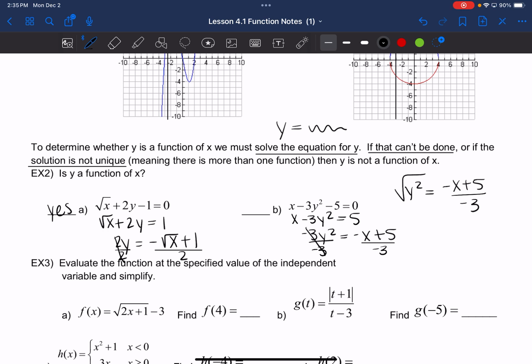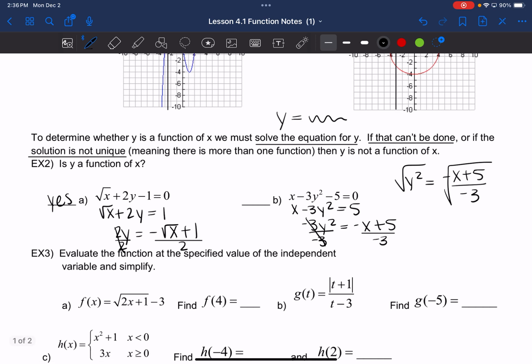Take the square root. Now we talked about this in the last unit. If I take the square root of something, what do I have to consider? Right. So, when we solve this time, we get positive square root of negative x plus 5 over negative 3 and negative square root of negative x plus 5 over negative 3. So what do you guys think? Is this a function? No, why not? Right, we had two answers. So the solution was not unique, is how they worded that there.